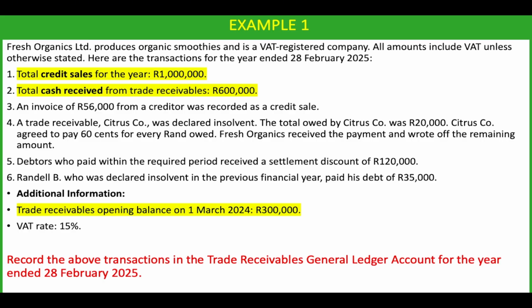We thought it was a credit sale. We recorded it on the debit side as sales and VAT. But now we need to reverse that sales and VAT by putting it on the credit side. Okay, that is how you're going to go about correcting this error.